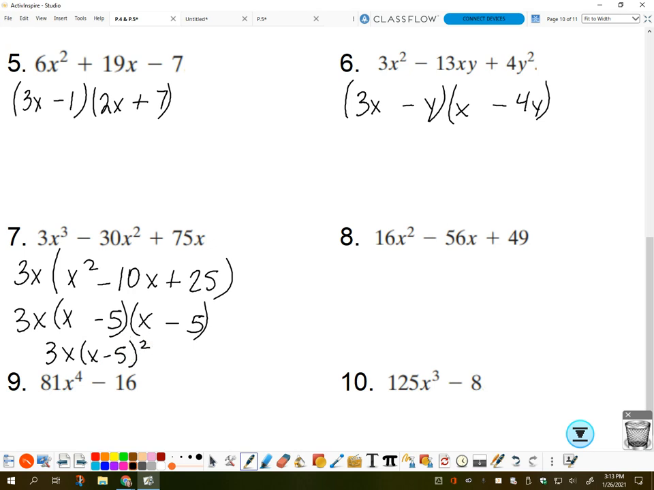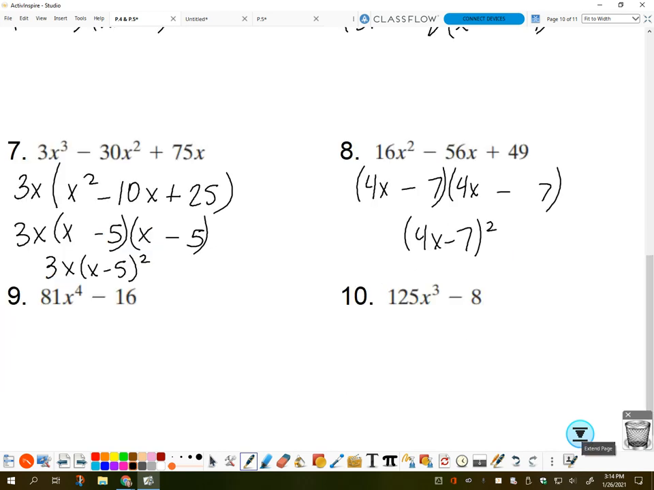All right, number 8. I don't see a GCF, but I do see that the front and the back, the first term and the last term, are perfect squares. So I'm going to try using their square roots. I need 2 negatives because I'm multiplying to get a positive and adding to get a negative. So does that work? What is that? This is negative 28, negative 28. That's negative 56. So again, it's the same thing twice, so write it as that squared.